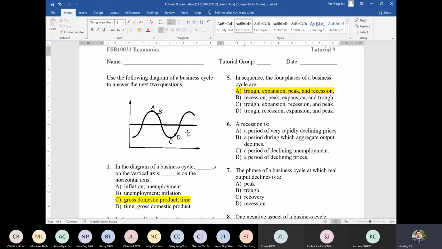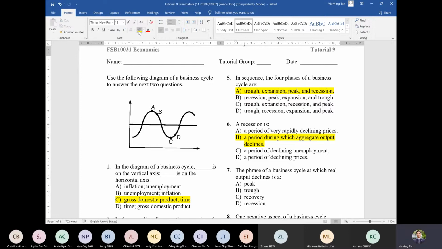Number 6. Xander, I think it's not here, right? Oh, no, okay, we should move to Ming Xuan, Natalie. A recession is a period during which aggregate output declines. B. So it's Brazil, this one.